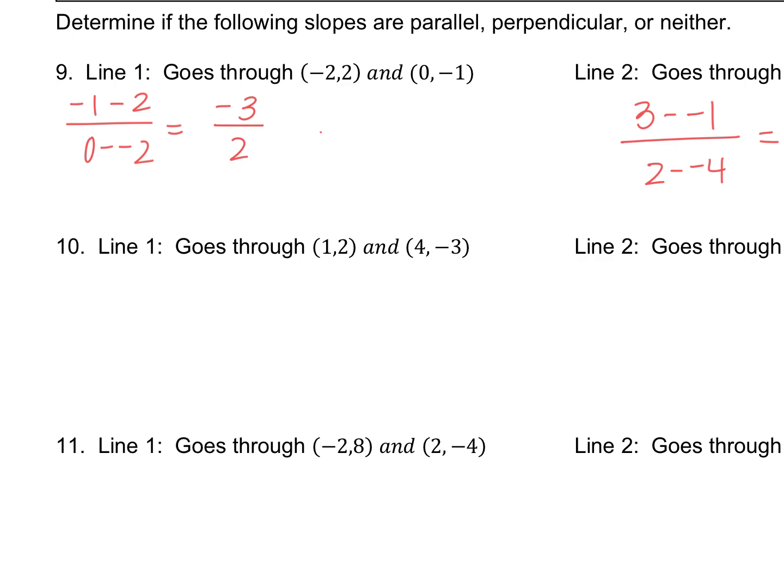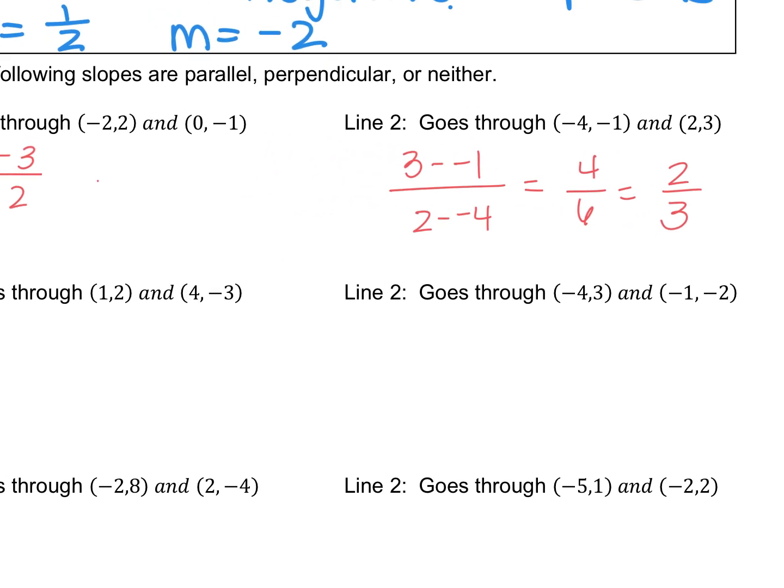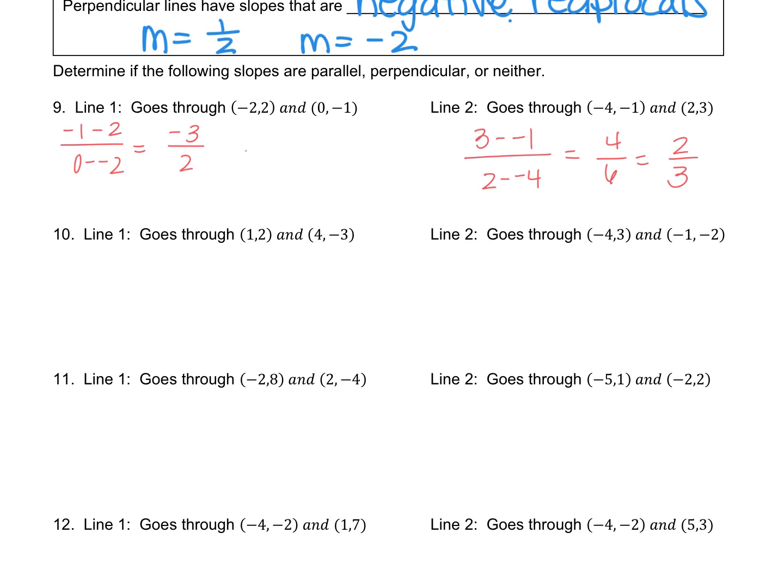All right, did you get the slope of -3 over 2? Yes. Okay, now for line 2, I got a slope of 4 over 6. Good, you have to simplify it, so we have 2 over 3. So we have -3 over 2 and +2 over 3. So are those negative reciprocals? Yes. So what kind of lines are these? Perpendicular.